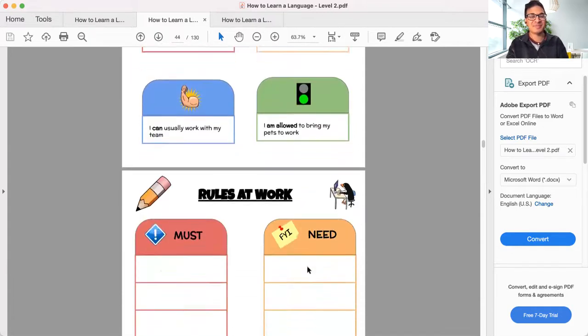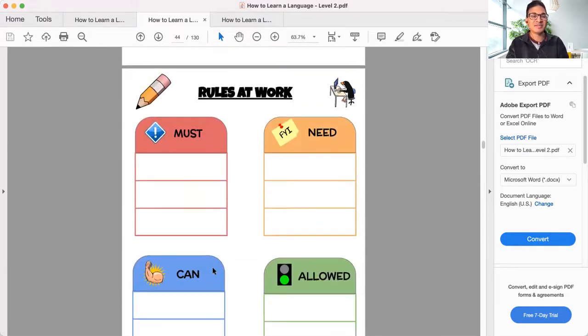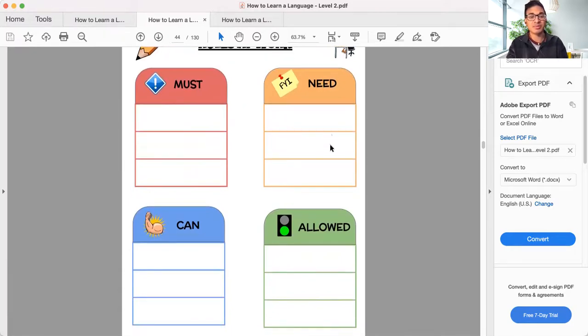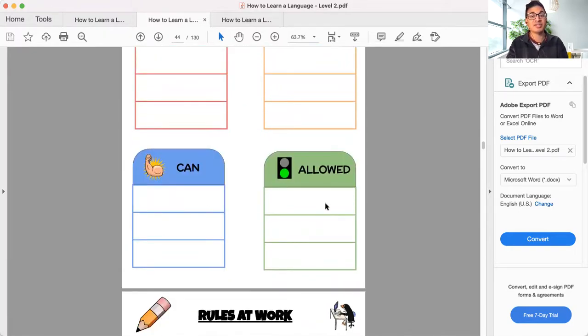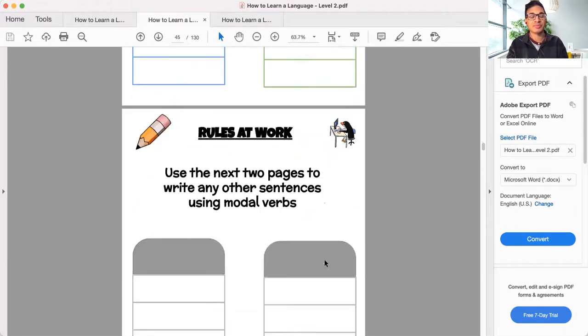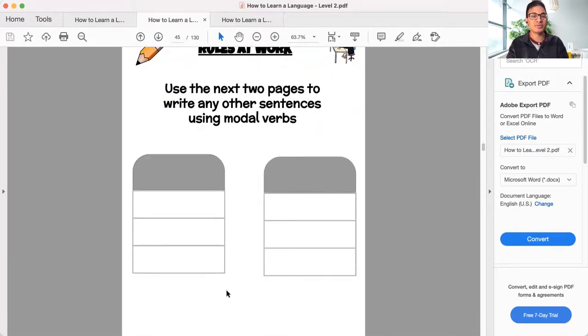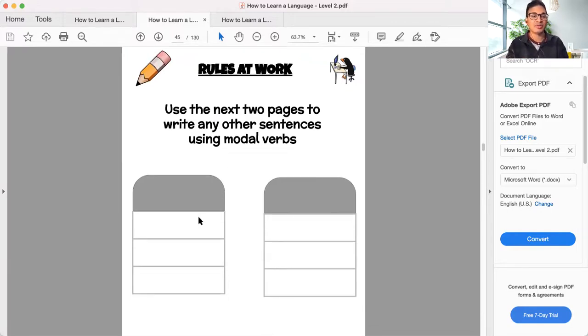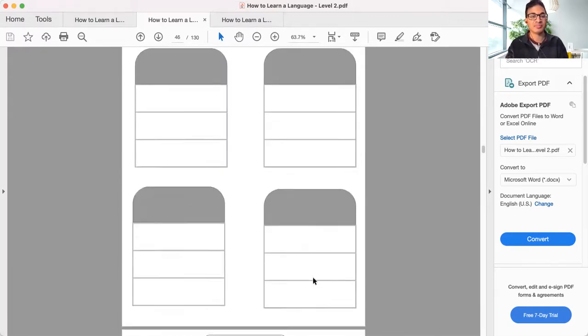I've put a couple of blank spaces here where you can fill out things you must do at work, things you need to do at work, things you can do at work, things you're allowed to do at work. If you want to add any additional sentences or additional modal verbs, there's some space in this workbook that you could purchase on my website. You can write in any additional rules you want.